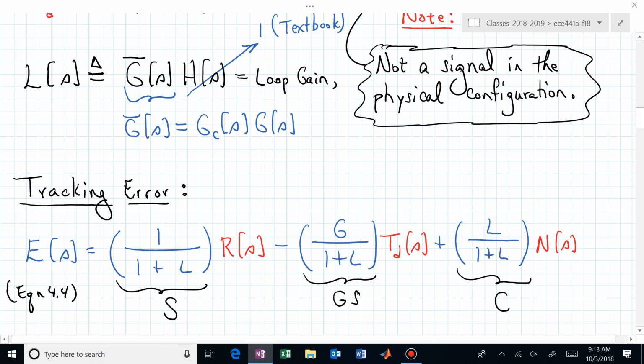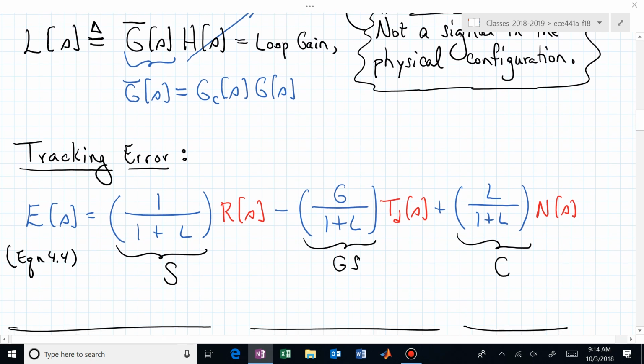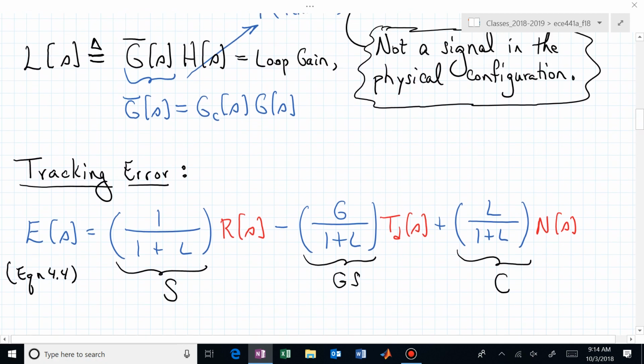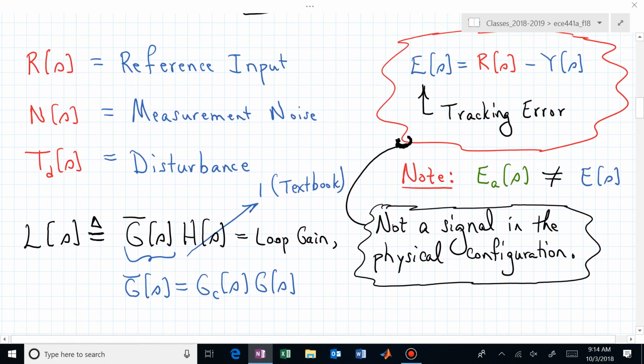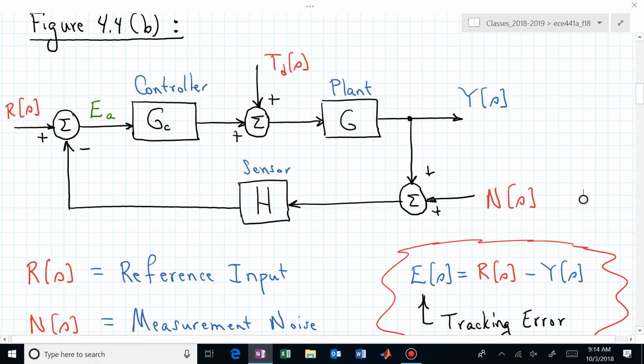I've also identified, in addition to L and G in those transfer functions, the first one, 1 over 1 plus L, as S. That's the sensitivity function. And the farthest term on the right, L over 1 plus L, that's the complementary sensitivity function, C. We're going to derive that. But how would you derive this from this block diagram?